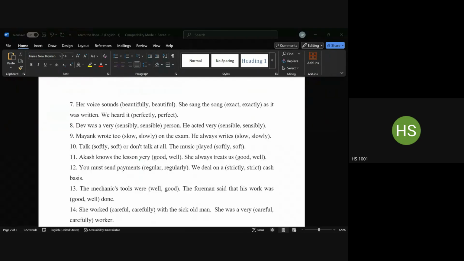We'll move on to the next one, which is the 12th one. You must send payments regularly. Regularly. We deal on a strictly cash basis. How do you deal? You're talking about the way you conduct something: strictly cash basis, not strict cash basis. Okay. Then 13th one: the mechanic's tools were good.